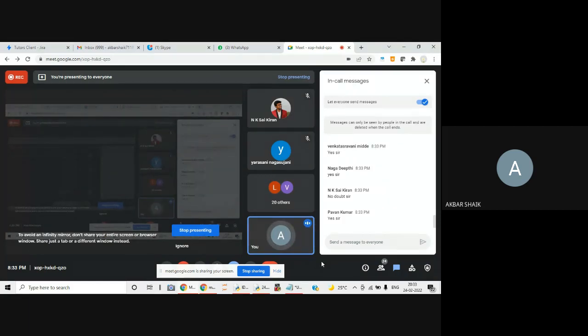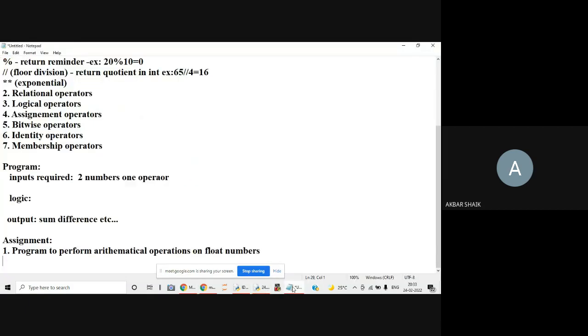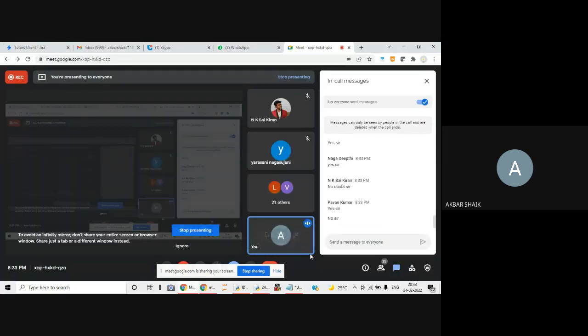Any doubts? Can you do that program? Is there any explanation required in this assignment question? Python program to perform arithmetical operations on float numbers. Any doubts? Please respond.